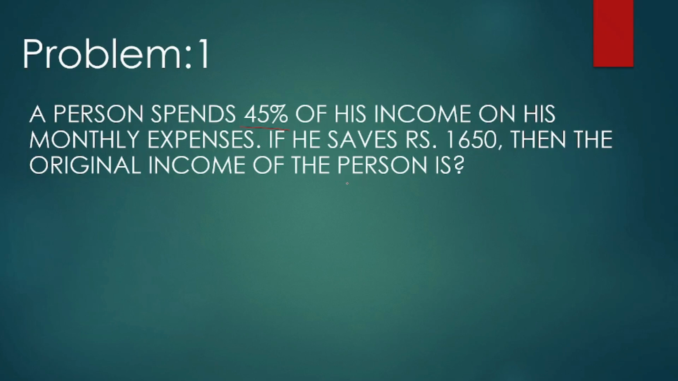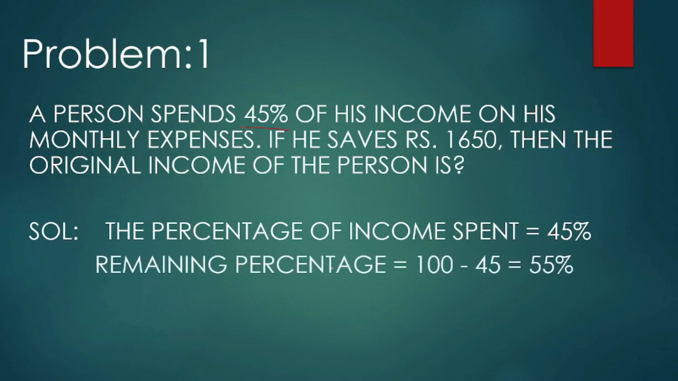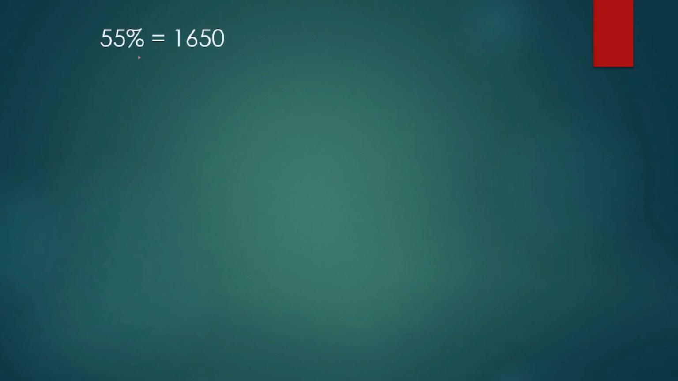Here we are going to deal with the remaining of the given percentage. The percentage he spent is 45. Then what is the remaining? Percent means 100. 100 minus 45 means 55% remains of his income. So this is equal to the saving. The saving from the problem is 1650. So 55% is equal to 1650.